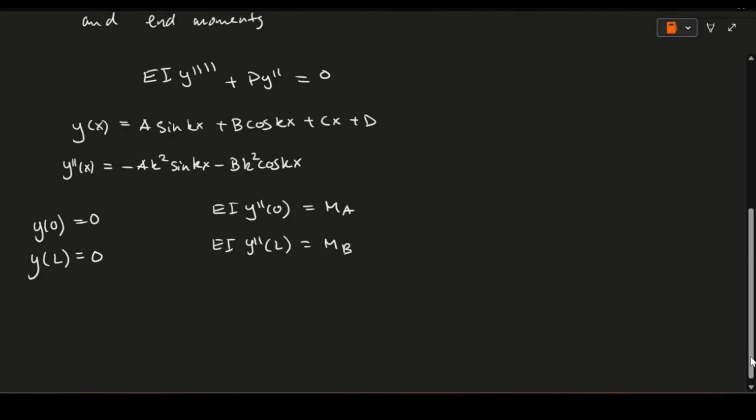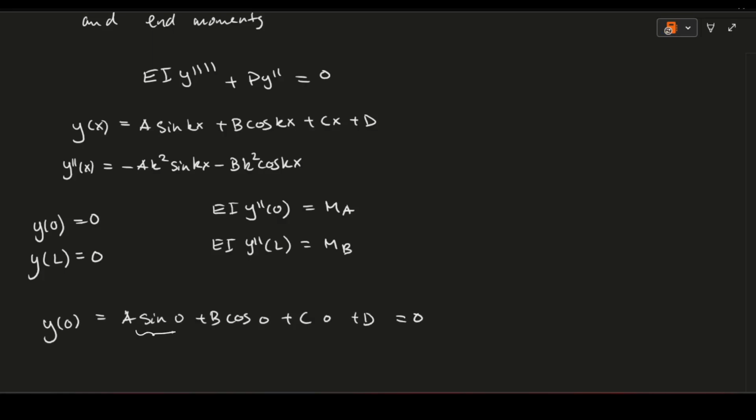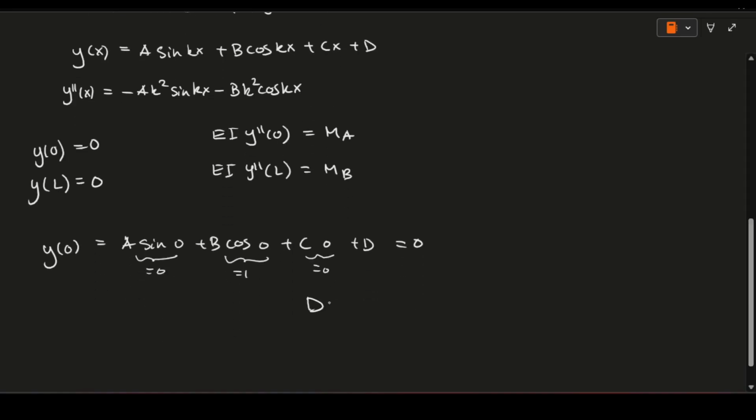So if we use our first boundary condition, the geometric boundary condition at x equals 0, we get y of 0 is equal to A sine 0 plus B cosine 0 plus C times 0 plus D is equal to 0. Sine 0 is equal to 0. Cosine 0 is equal to 1. C times 0 is equal to 0. And D is just D. So D becomes then minus B.